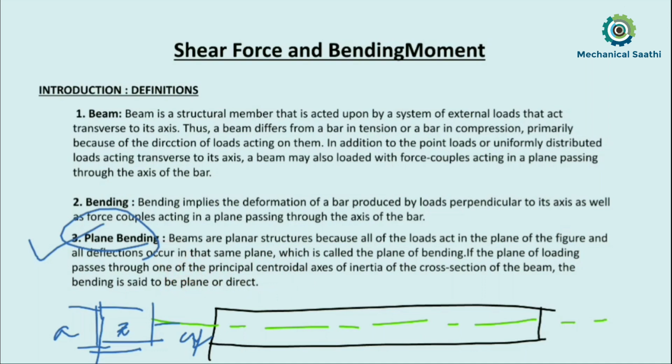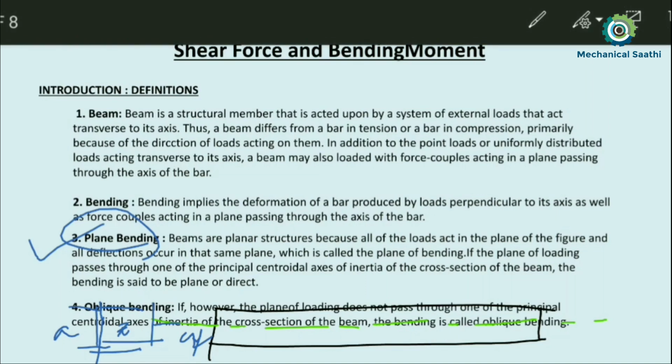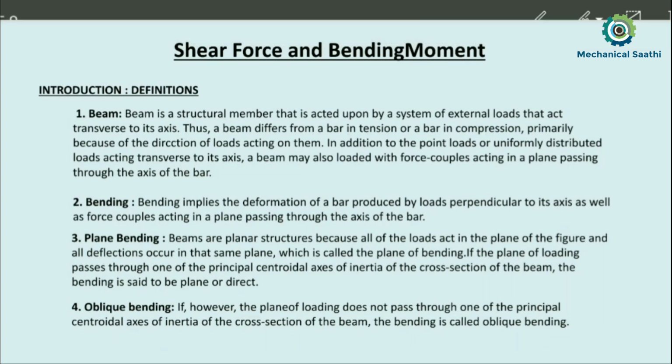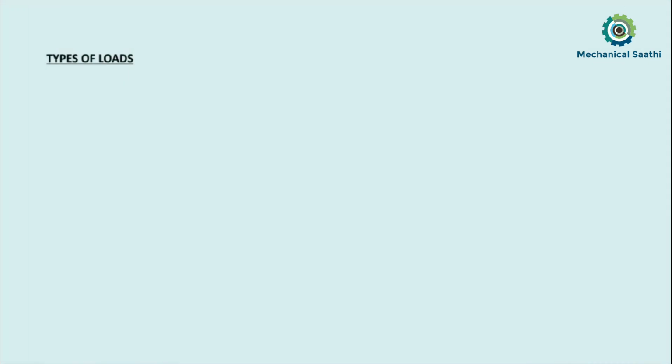Now if it is not so, that means it is not a plane bending case, then we can say it is oblique bending. Let me erase all these things over here. If it is not a plane bending case, that means the loads we are applying are not passing through the centroidal axis of inertia of the cross section of the beam, then it is called oblique bending. I think now you have understood all these four definitions. With this idea, let us move forward and see how many types of loads there are.